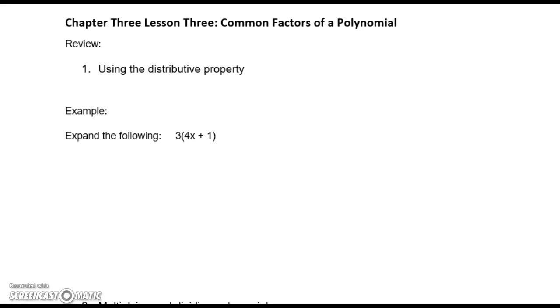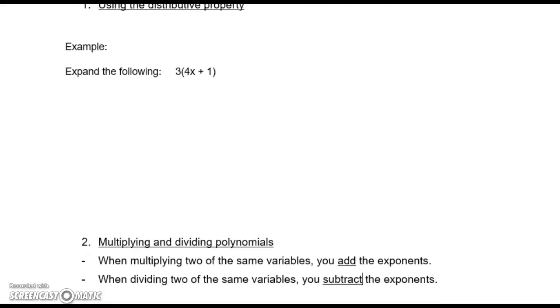So here we're going to look at the distributive property first, which I also like to call shooting my arrows. Here we'll look at expanding the following. Here we have 3 times a binomial 4x plus 1. I like to call this shooting your arrows because you take your first number and you draw arrows pointing to each of the terms inside your brackets. So it literally looks like you're shooting arrows to each of those numbers.